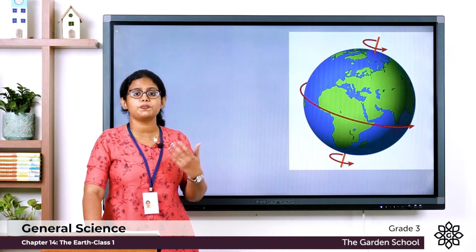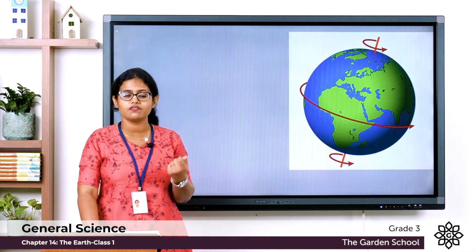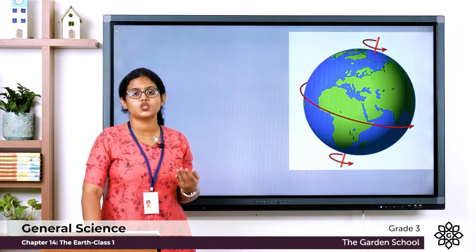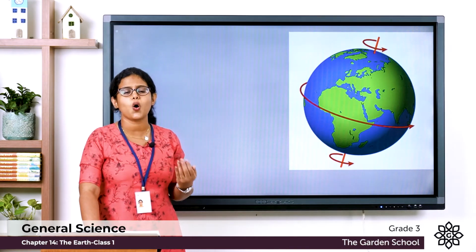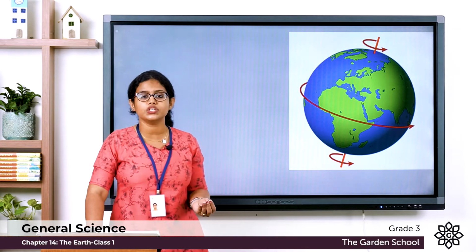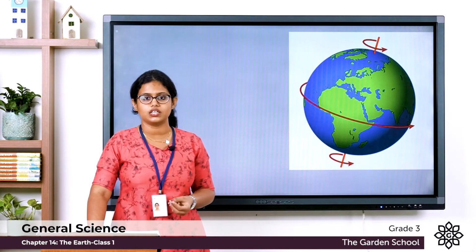And the earth spins like a top. I hope you have seen the picture of a top. So the earth spins like a top. It is rotating all the time. So the day and night occurs due to the rotation of the earth.